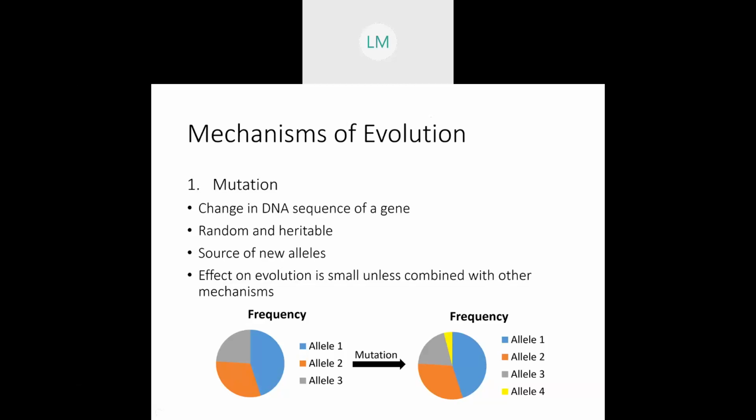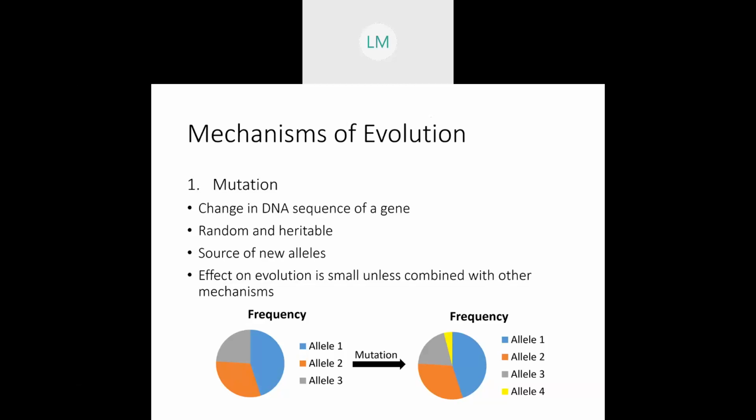So in order for these mutations to be important for evolutionary purposes, they have to be heritable. Right? If you have a mutation, but it doesn't get passed on to the next generation, that's not going to mean anything for evolution because it's not moving forward in the population. And overall, the effect of mutation on evolution is pretty small unless it's combined with some other mechanism, right? If this mutation leads to something that makes you really successful in a given environment, this new allele is going to increase in frequency.